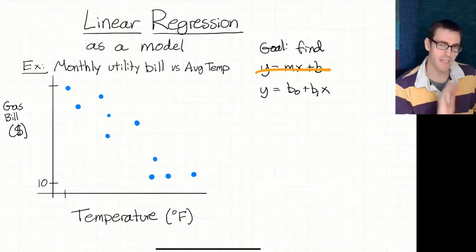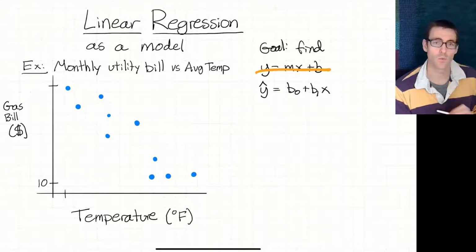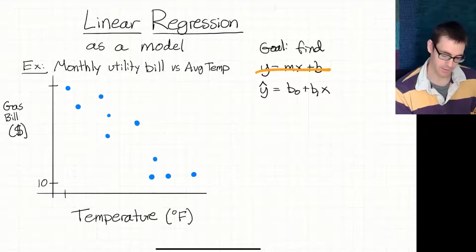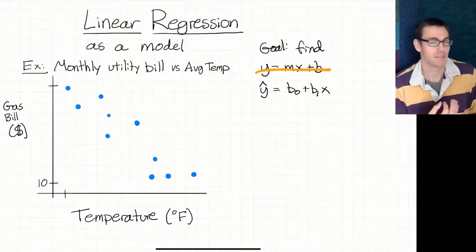The other slight change that we're going to make is that rather than y, we're going to call this y hat. So this symbol here, the caret symbol, when above some variable, is pronounced y hat.